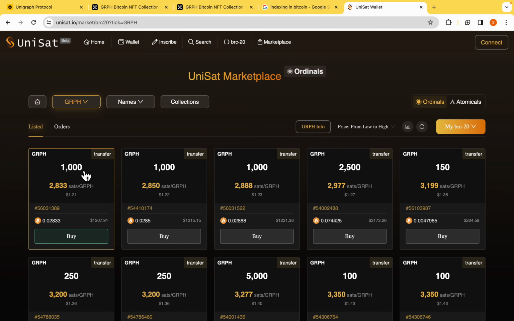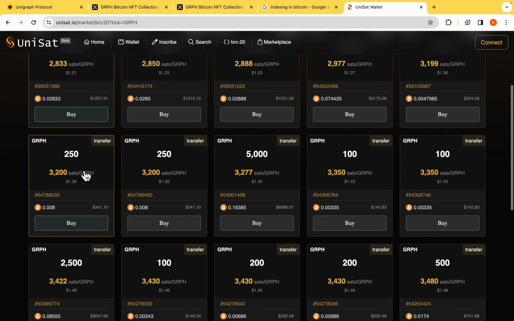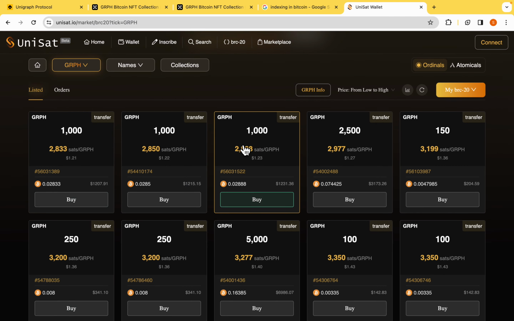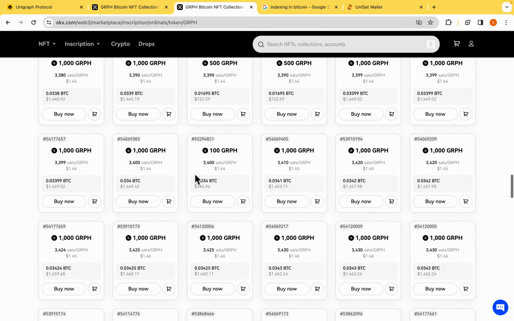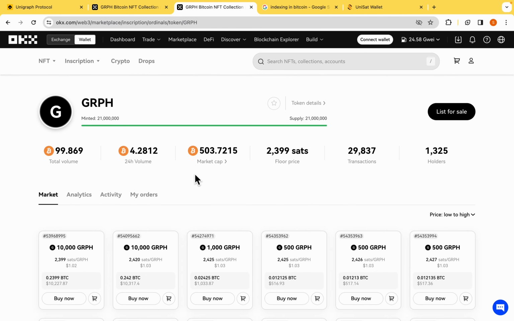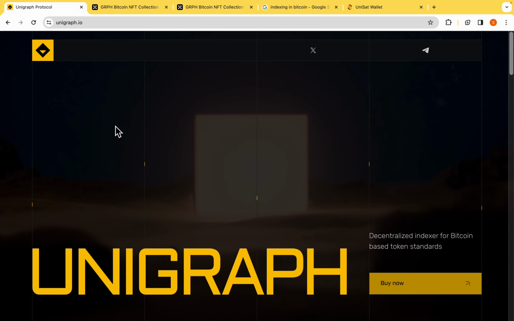The token for Unigraph Protocol is called graph token, GRPH. So this is the GRPH on Unisat marketplace. Then this is GRPH on OKX marketplace. You can get your graph token anywhere you wish, OKX marketplace or the Unisat marketplace. Now let's go back to the landing page of Unigraph Protocol.